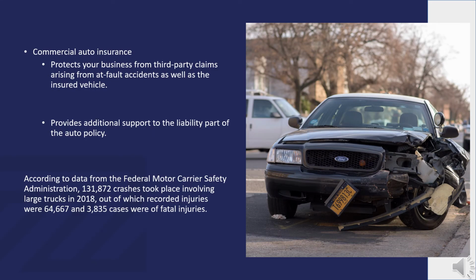Lastly, commercial auto insurance protects your business from third-party claims arising from at-fault accidents involving the insured vehicle. An umbrella policy provides additional support to the liability part of the auto policy. For instance, if your commercial auto policy has a liability limit of $250,000, you can get extra coverage from your umbrella policy. Businesses usually have commercial trucks to transport goods and equipment.